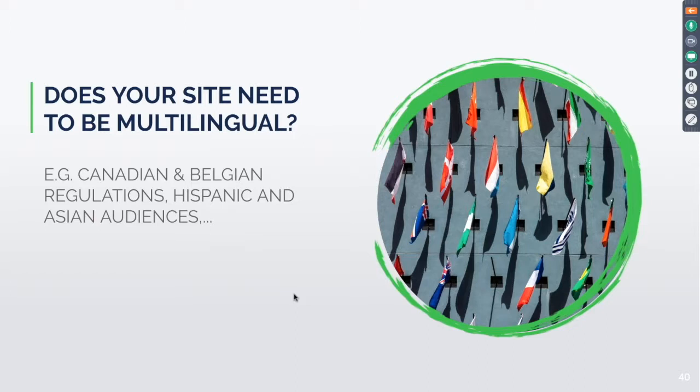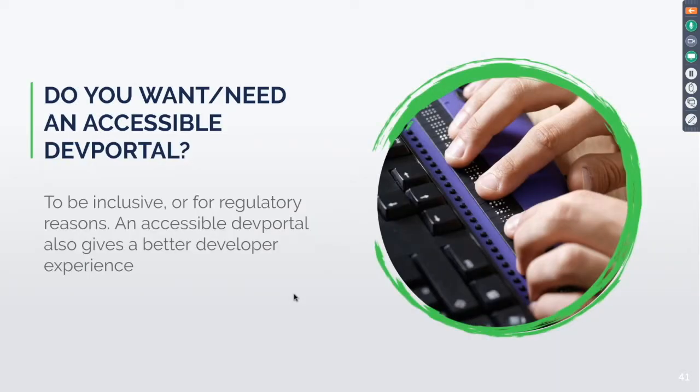Also, I'm a Belgian, but in Canada, for example, there are multiple official languages, and there might be some regulation around certain languages that are required by the government for certain organizations. So this might be another form of complexity. And then accessibility is another one.